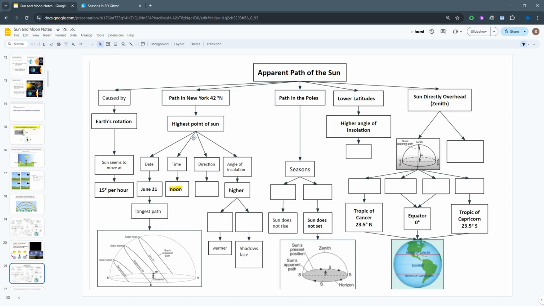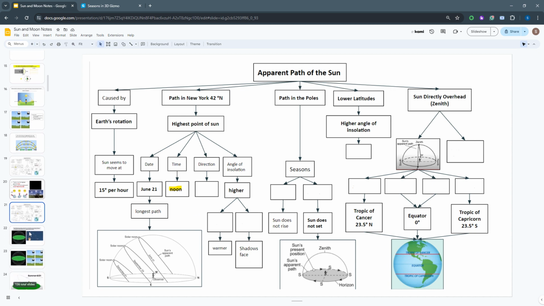Go ahead and write this down. So the highest point of the sun in New York is on June 21st and at noon regardless of the season. So, in the next video, we're going to talk about the celestial sphere.